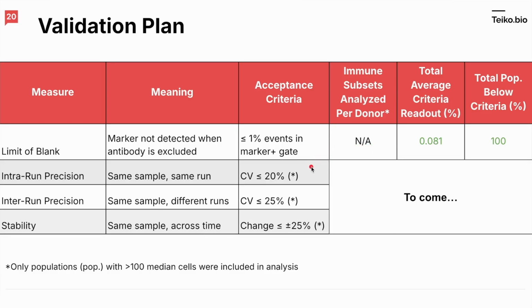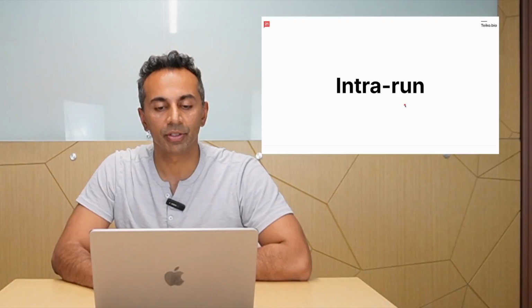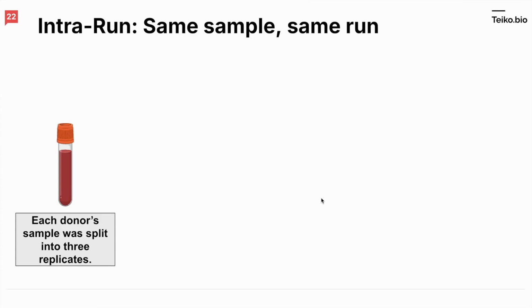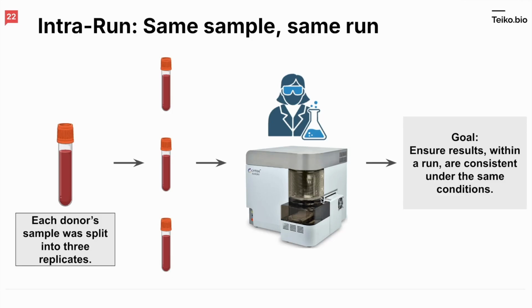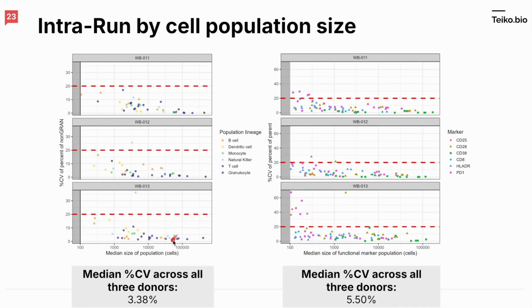And we have these other measures as well, intra-run and inter-run precision and stability, so we're going to cover those next. So let's go to intra-run. This is the same sample, same run. So each donor sample is split into 3 replicates, and then we run that on the spectral cytometer, and then the goal is to ensure the results within a run are consistent under the same conditions. So here we have by cell population size.